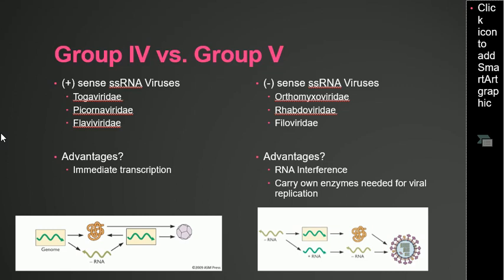The only real advantage that these have is that they can make a lot. So down here you see the negative goes to positive. Well, then this positive can be made into proteins, or if we come down here, it can be made into negative RNA again and go back and start this whole process over. But I would definitely say that group 4 is far more advantageous in the fact that it can just enter the cell and start being translated immediately.